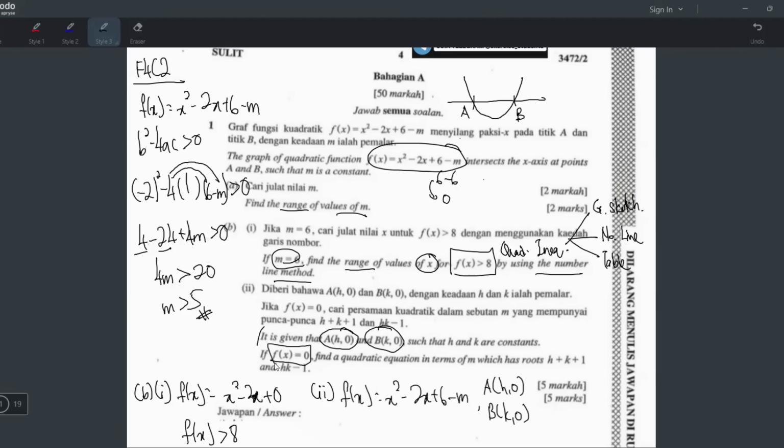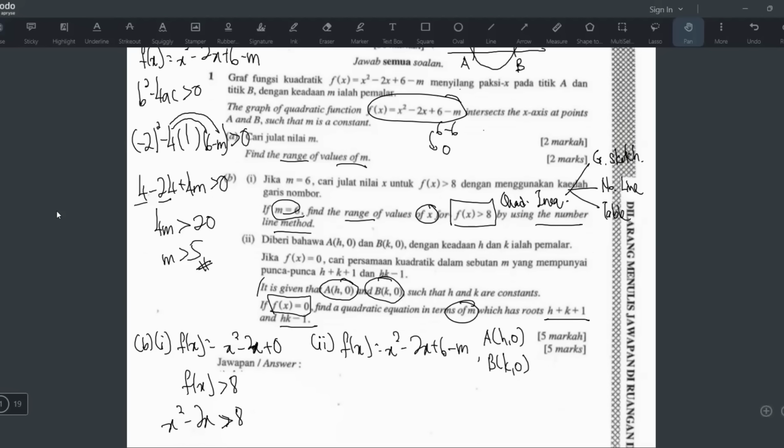If f(x) equals 0, find a quadratic equation in terms of m which has the roots h plus k plus 1 and hk minus 1. Okay, this one I definitely have to use the SOR POR method. You have to use it because the question says form an equation, find a quadratic equation. That means you use SOR POR, it's very obvious.